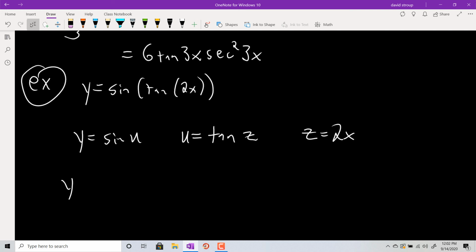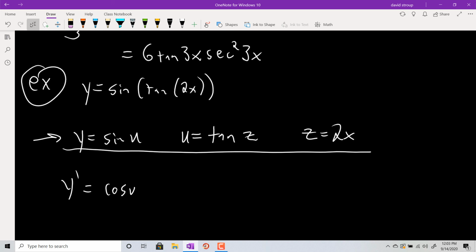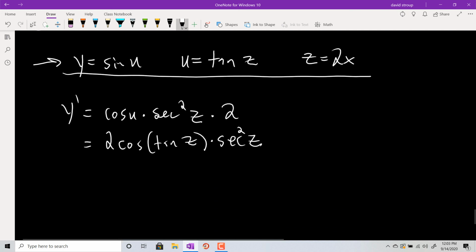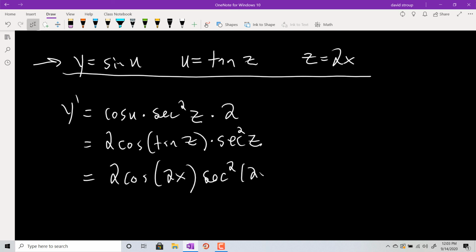Okay. So for the derivative, you just go straight across, take the derivative of this row of functions. So you'll end up with a cosine of u times secant squared of z times the derivative of z, which is 2. And rewriting that, back subbing in the u, I get 2 cosine of tan z times secant squared of z, and then back substitute in the z value, which is 2x. You end up with 2 cosine of tan 2x times secant squared of 2x.